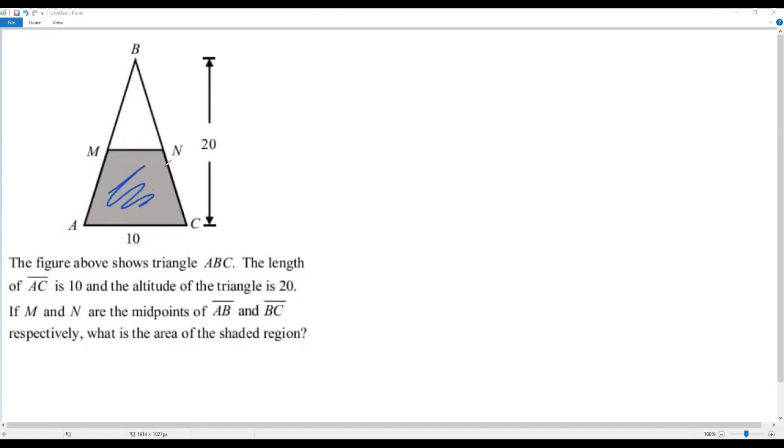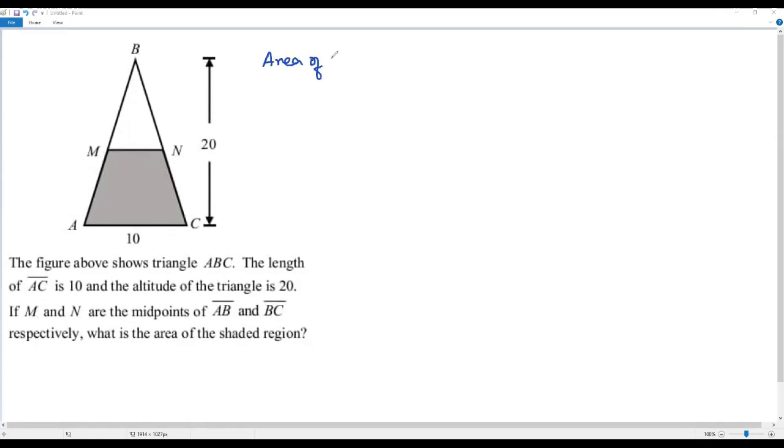Okay, how do we get the area of the bigger triangle ABC? For the bigger triangle ABC, we have the altitude, that is height 20, and the base 10. We know the formula to get the area of a triangle, that is 1/2 times base times height. Using that formula, we can get the area of the bigger triangle. Okay, let me write the stuff.